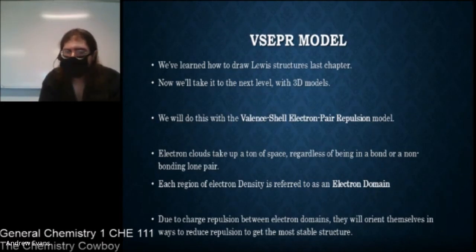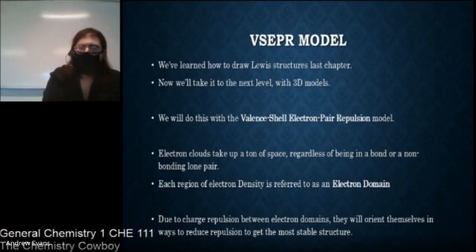The electron clouds will take up a ton of space. It doesn't matter whether the electrons are in a bond or in a lone pair. We call those, remember, non-bonding lone pairs. They're going to be in an electronic region. And each region of electron density is called an electron domain. So a domain, a domicile, the home of these electrons, and each of these domains will be maximum distance apart. So they're going to orient themselves in ways to reduce this repulsion to get the most stable structure.